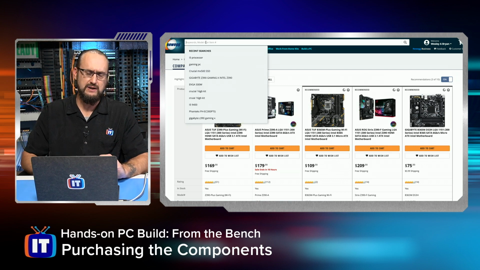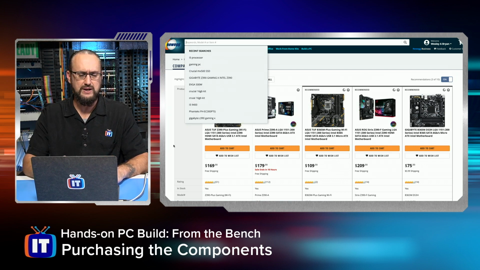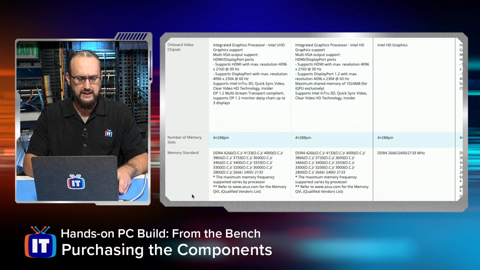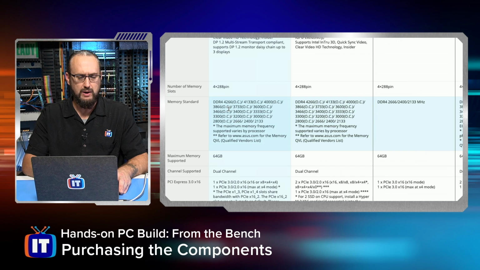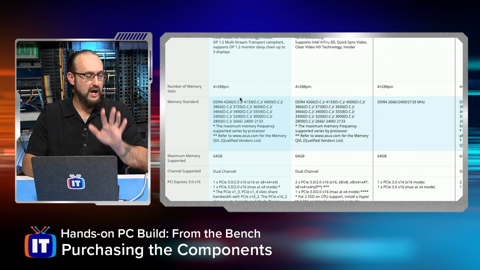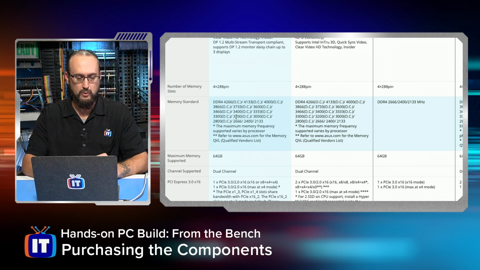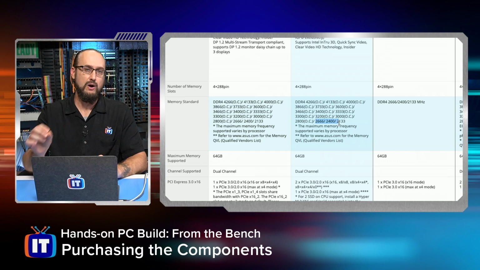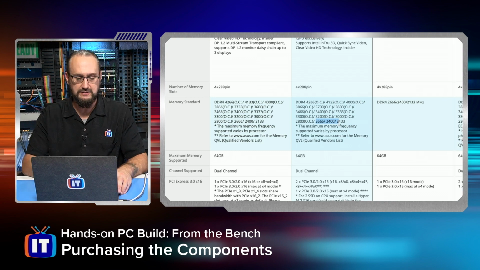Now, the next thing that we have to do is make sure that we have the RAM that we need. We can look right here at the memory standard of the motherboard, and we can see that it takes DDR4, and this OC is all overclocking. I don't plan to overclock this motherboard, so what I'm really looking at are these numbers right here. And what I see for both of them is 2666, 2400, and 2133 DDR4 memory. That's the megahertz, the speed of the memory.